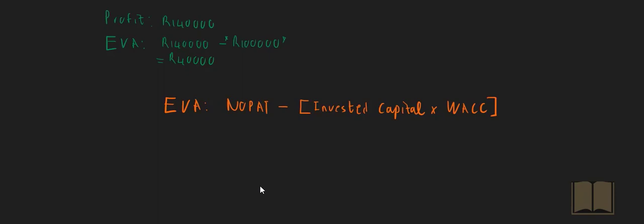So using the numbers in our example, the net operating profit after tax is 140,000. The invested capital is 1 million. And of that million rand, the providers of capital want to achieve 10%. So it's the 140,000 rand profit that's actually achieved minus the minimum profit that was supposed to be achieved in order to meet the return requirements of the providers of capital. So therefore the economic value added is 40,000 rand.